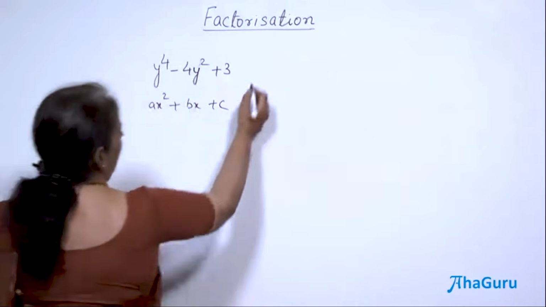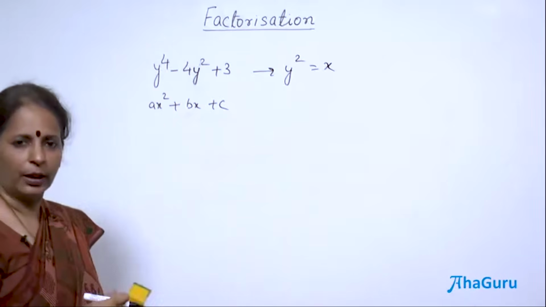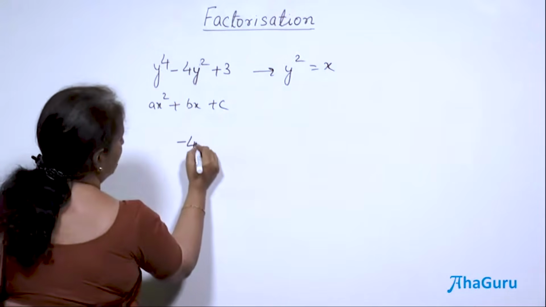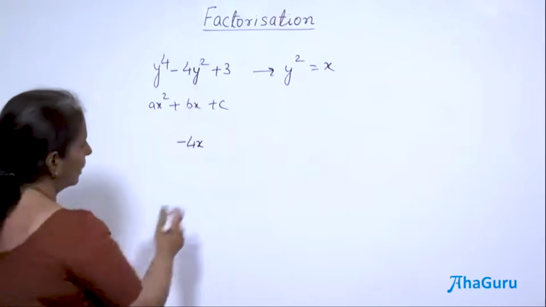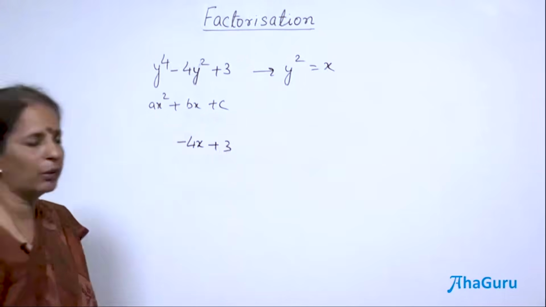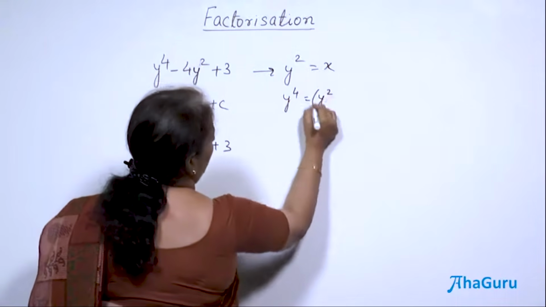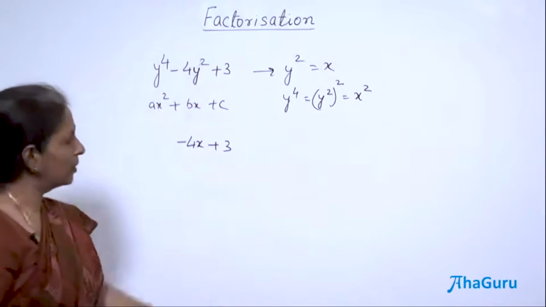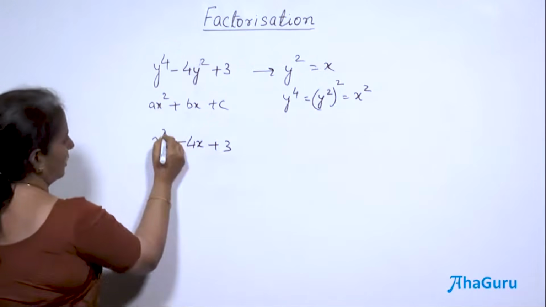For example, I can take y square is equal to x. Okay, that is my first assumption. So, if y square is x, the second term becomes 4x, correct? Because instead of y square, I can write x. The third term will remain as it is. What do I do for the first term? Y to the power 4. Y to the power 4 is nothing but y square whole square, which is x square, correct? So, y square, x square, whole square. So, the first term turns out to be x square.